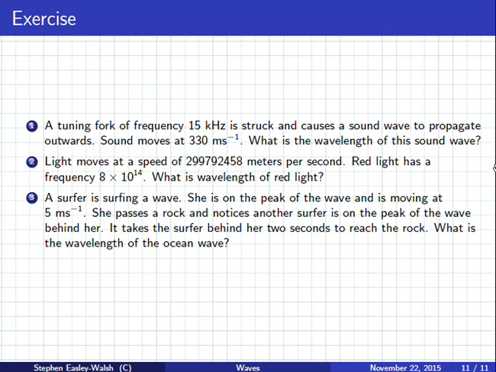A guitar, if we're playing music. The strings on it, when you pull the string, it's also a transverse wave. Longitudinal waves, examples are sound waves, underwater waves, and waves in a spring.